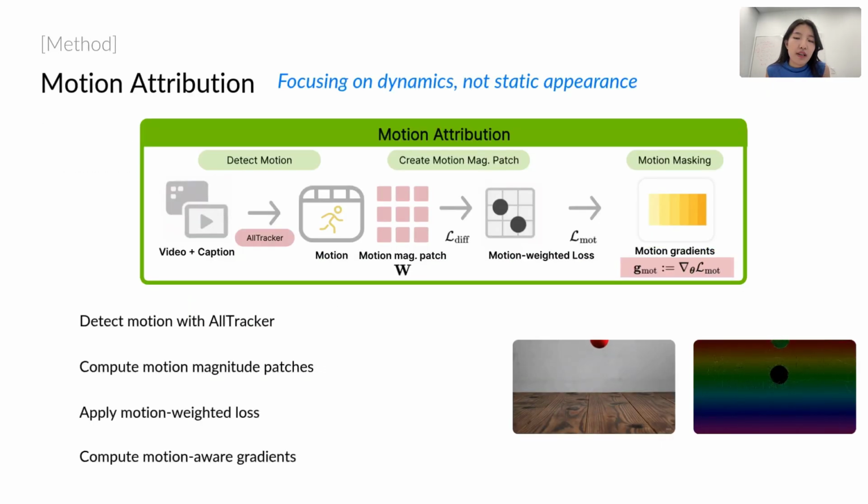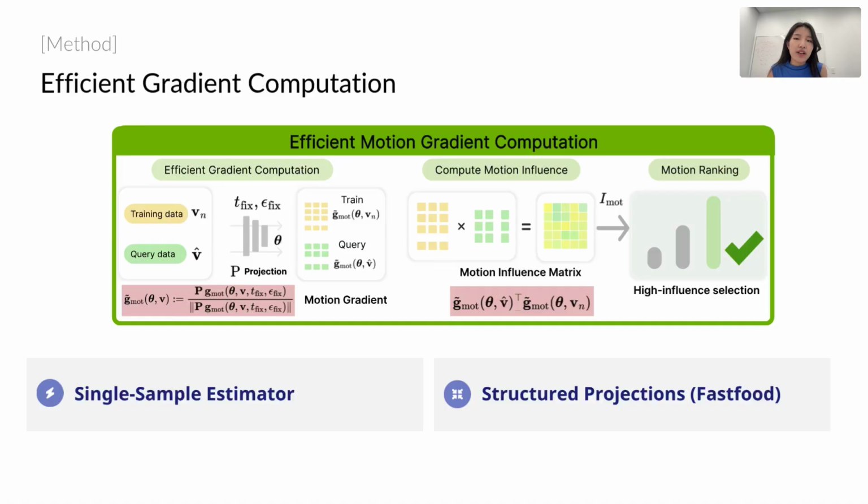For the motion attribution part, we first detect motion with a tracker, compute the motion magnitude patches, and use them to construct the motion weighted loss. Backpropagating this loss yields motion aware gradients that capture motion rather than appearance. Given a query video, our goal is to identify which training clips most strongly influence its motion. To make this attribution practical at scale, our approach relies on two key ideas: a single sample estimator and structured projections. We estimate influence by comparing motion aware gradients extracted from training and query videos under the same condition.